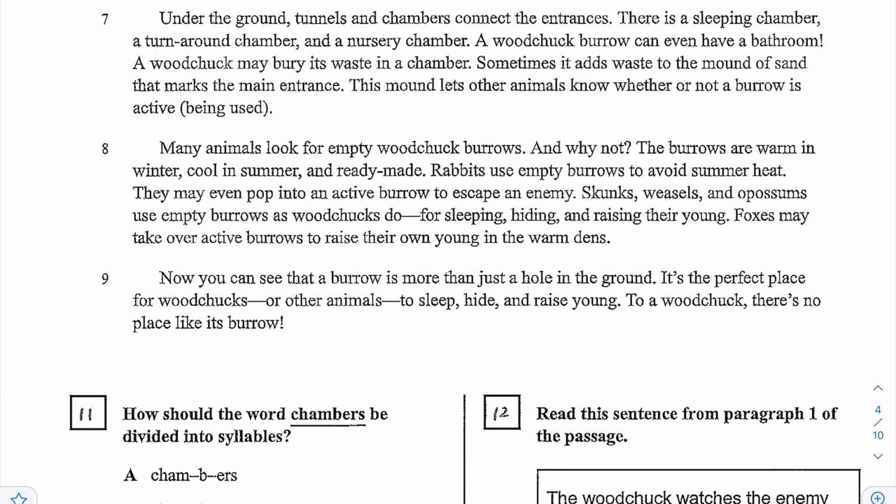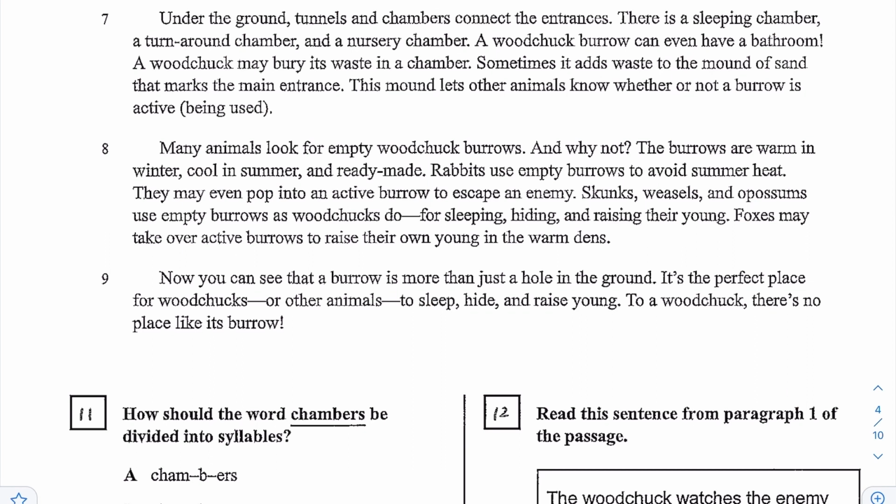Under the ground, tunnels and chambers connect the entrances. There's a sleeping chamber, a turnaround chamber, and a nursery chamber. A woodchuck burrow can even have a bathroom. A woodchuck may bury its waste in its chamber, and sometimes it will add waste to the mound of sand and then mark that main entrance. This mound lets other animals know whether or not a burrow is active, which means it's being used. Many animals look for empty woodchuck burrows, and why not? The burrows are warm in the winter, cool in the summer, and ready-made.